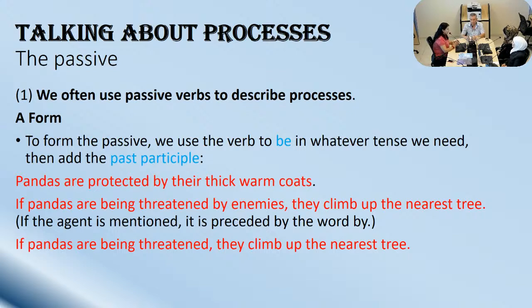Examples. Pandas are protected by their thick, warm coats. Are protected, this is present simple. And here, because we need to mention the subject, we use by. If pandas are being threatened by enemies, they climb up the nearest tree. Now, if the agent is mentioned, it's preceded by by. I wish students would write this in the exam, for pandas, for example, sentence.